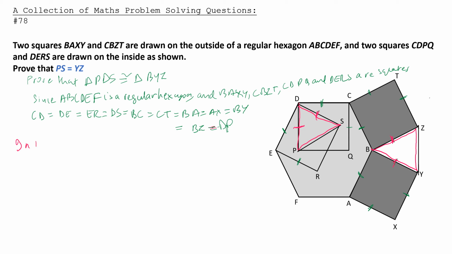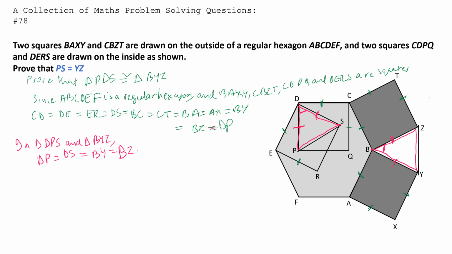So we can say that in triangle DPS and triangle BYZ, DP equals DS, and DP equals DS equals BY equals BZ. So we have two sides equal. Now if we can just find the included angle, then we should be able to prove the congruency.